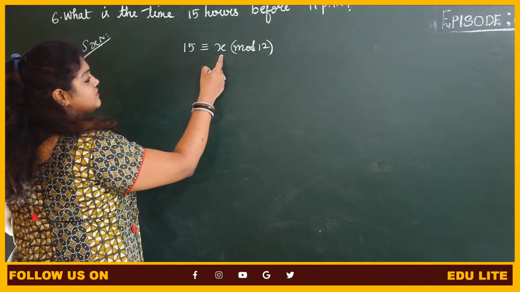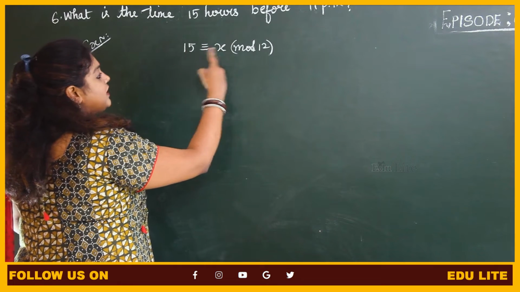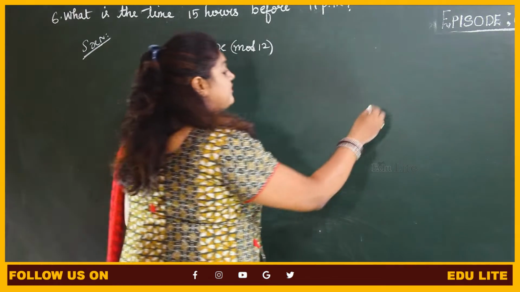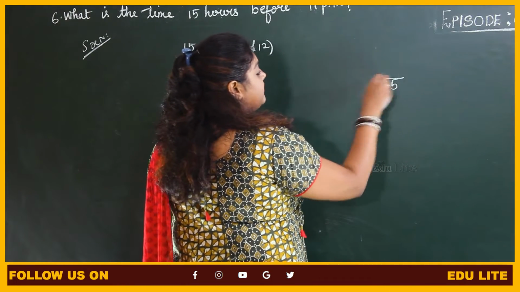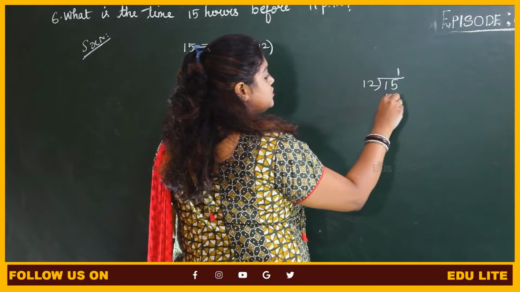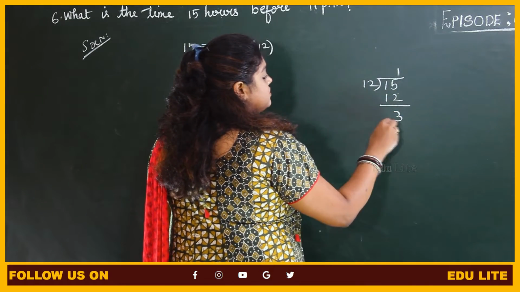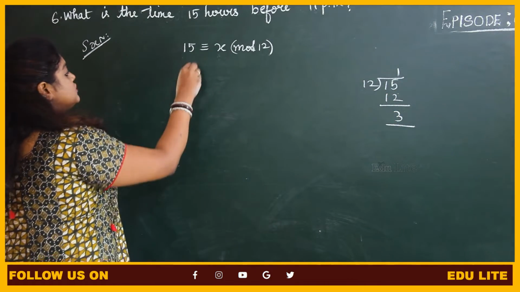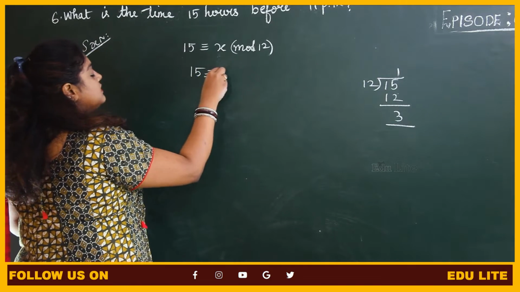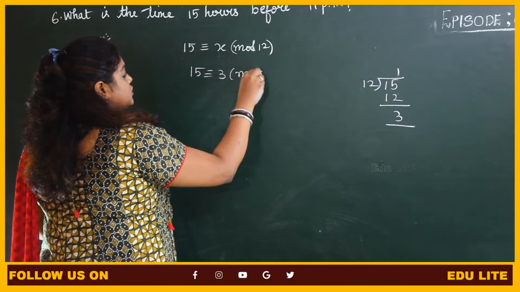So what will be the x value? After dividing 15 by 12, the remainder will be the value of x. So 15 divided by 12: 1 times 12, 15 minus 12, remainder 3. So 15 is congruent to 3 mod 12.